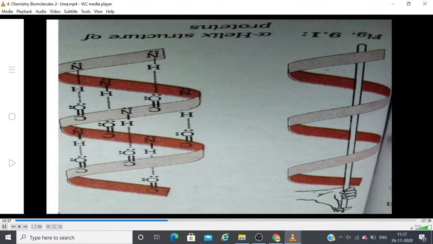See here the structure of alpha helical of protein like this. In between this structure, hydrogen bonds are present. These hydrogen bonds are twisting in a right-handed helix. Here hydrogen bonds are formed between the NH group of amino acid and the carboxylic group of the adjacent turn of the helix. This is the alpha helical structure of proteins.